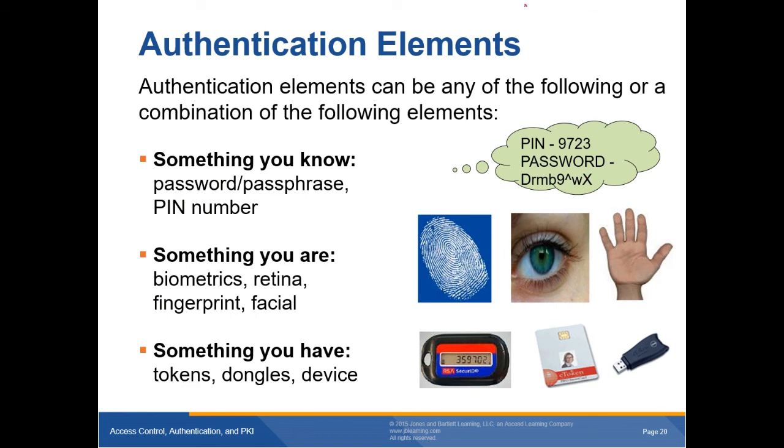So, authentication elements. Something you know: we need to have a password, PIN, ID, or something like that. Something you are: you can have biometrics, fingerprints, retina, or you can have the dongles. So this one is pretty simple, right? This is what probably 90% of everyone uses. Login and password. You have to have this.